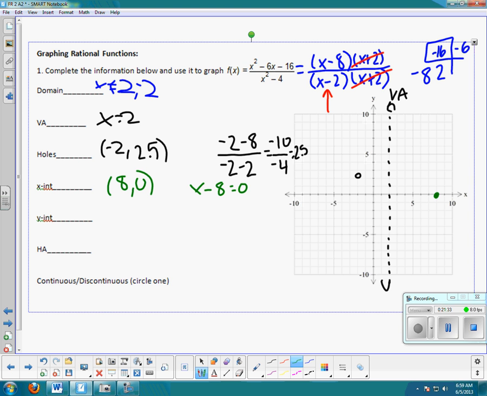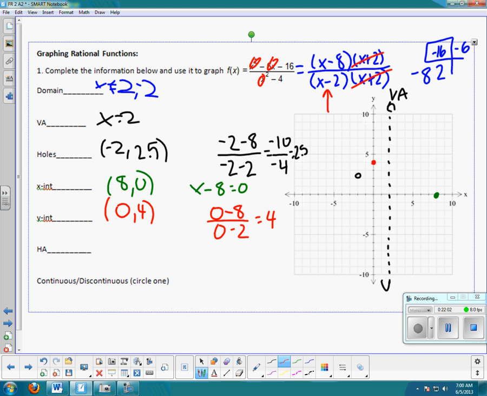My y-intercept is what happens when I plug in zeros for all the x's. So 0 minus 8 over 0 minus 2. Or I could have done that to the original problem. It will give us the same answer either way. It will give us +4. So my y-intercept is at 0, 4. All the way up here, 4.